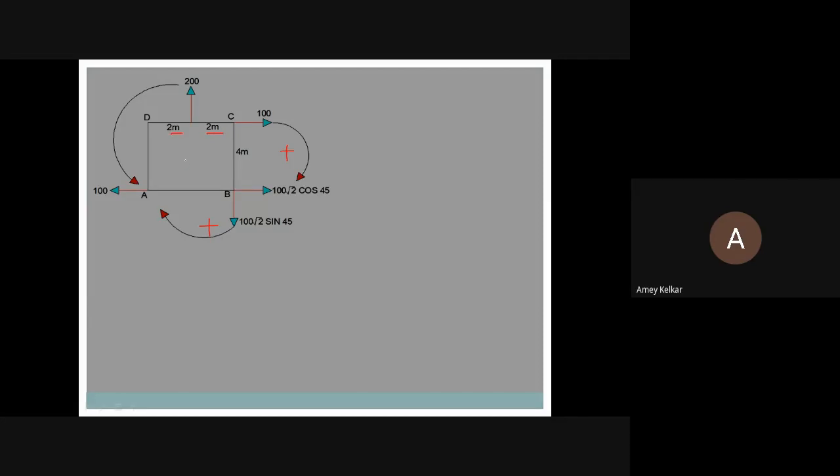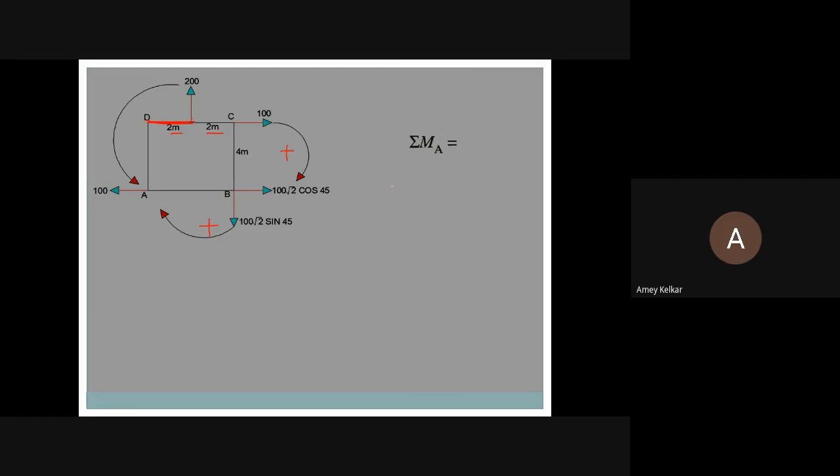Now, the most important thing here is, for this force, what will you multiply? Either you will multiply by 2 or multiply by 4. 2. Yes. In the exam, many of you will make a mistake and multiply it by 4. This is not at D or C, it is at the center. This left is 2 meters. So vertical force into horizontal distance. This distance is 2 meters. So minus 200 into 2.